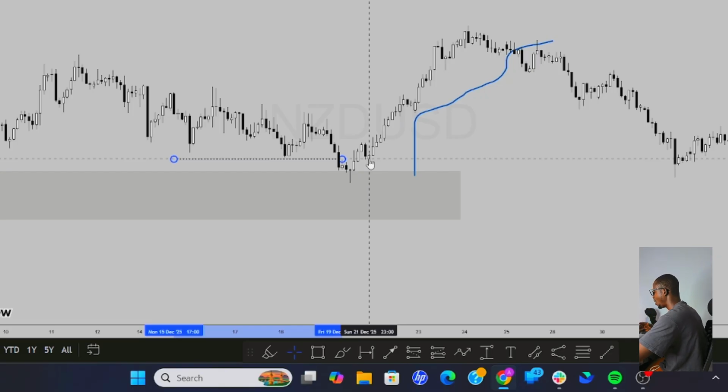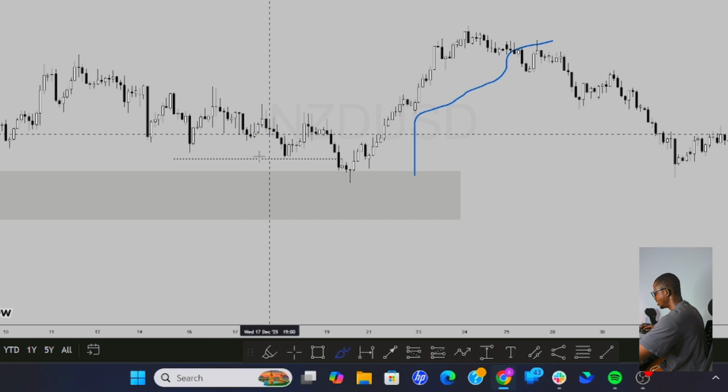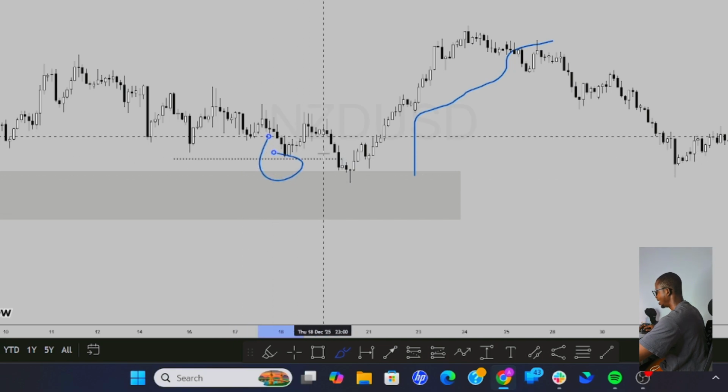So when other people are skeptical about buying the market, you have a good foundation and you have a good reason to buy the market, because number one, you see your bias clearly from the daily time frame. Number two, you see your liquidity sweep right here. The liquidity sweep happened right here. So these are the two confluences that put together will help you to know when the market is about to change direction. You understand?